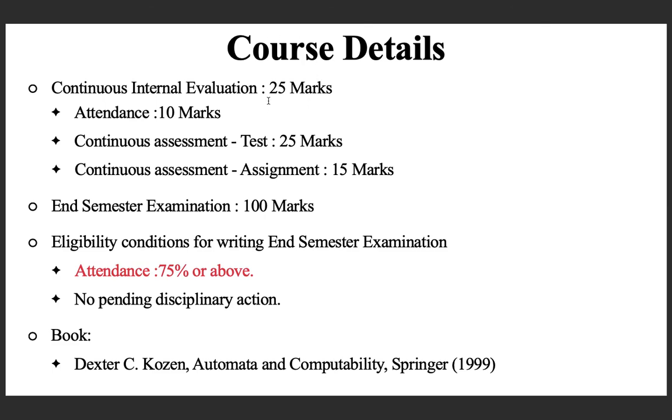And you have 50 marks for continuous internal evaluation by the teacher. So I will be giving you marks out of 50. Then you have the university end semester examination out of 100 marks. And it's more important to see what you need to get eligibility for writing the university examination, which is 75% of attendance and no pending disciplinary action. So it's very important. And the textbook that I am following is Automata Theory and Computability by Dexter C. Kozen.